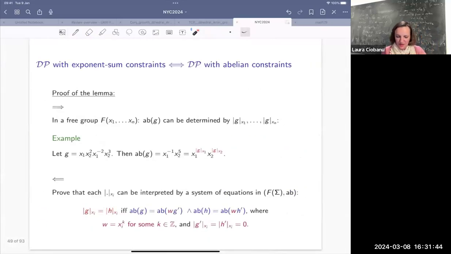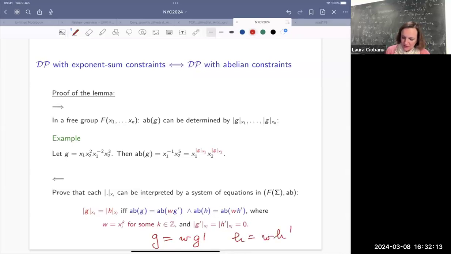So turns out, okay, this is a bit of a mouthful, but what I'm going to look at, so I have G and H. I want to know if the exponent sum of xi is the same. And I'm going to essentially say, well, it is the same if you can write G as WG prime, and if you can write H as WH prime, where G prime and H prime have exponent sum of xi 0, okay, here.